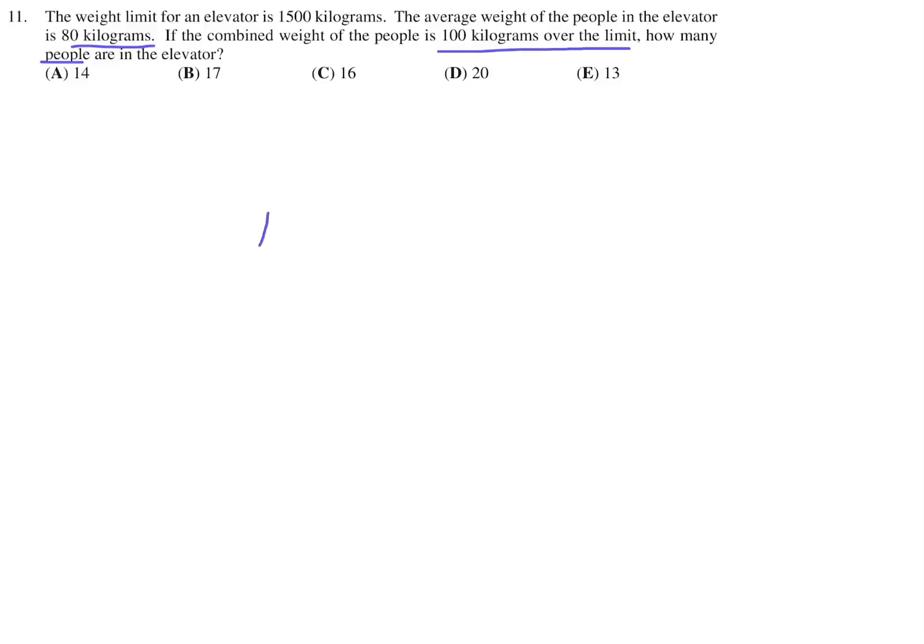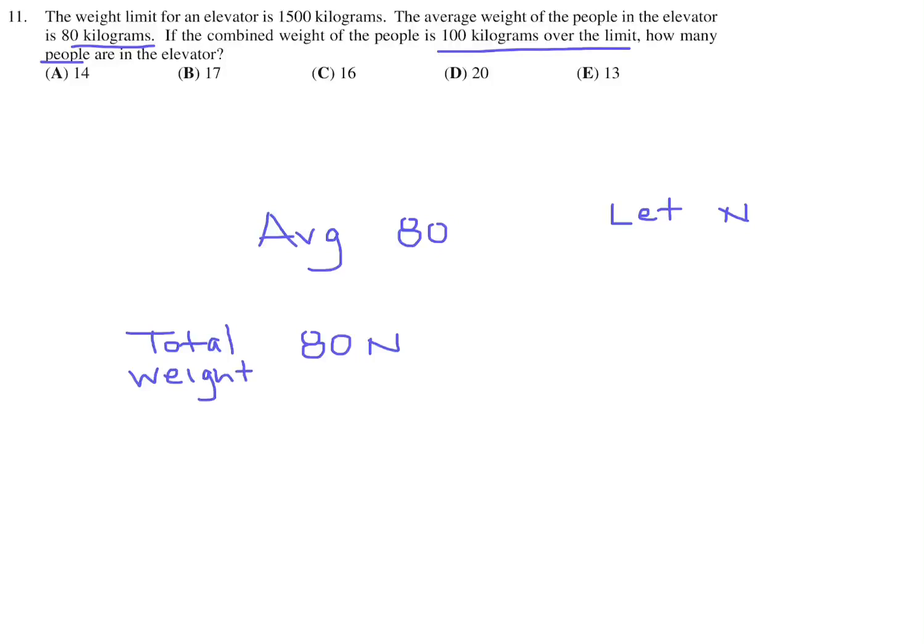So the average weight is 80. So let's say there are n people in the elevator. If the average weight is 80, that means the total weight is 80n. Total weight. And they're saying in this question that the combined weight, total weight, is 100 kilograms over the limit. So the limit is 1,500.